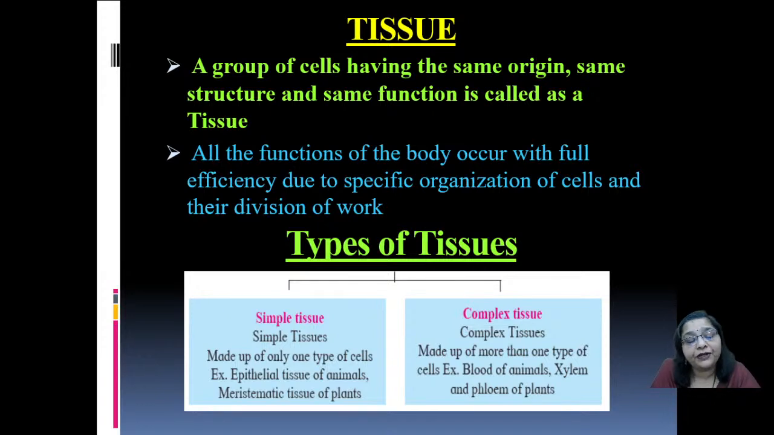Now we also saw the basic two types of tissues, which are the simple tissue and the complex tissue. Simple tissues are made up of only one type of cells, right? And complex tissues are made up of different types of cells, or we can say that they are made up of more than one type of cells.